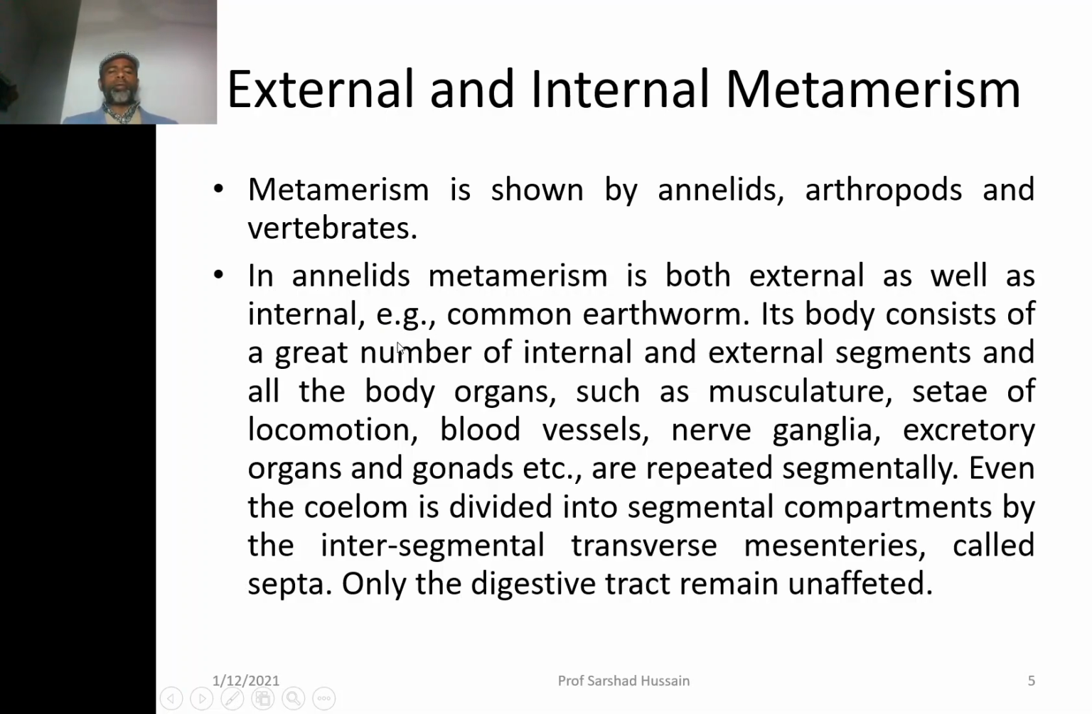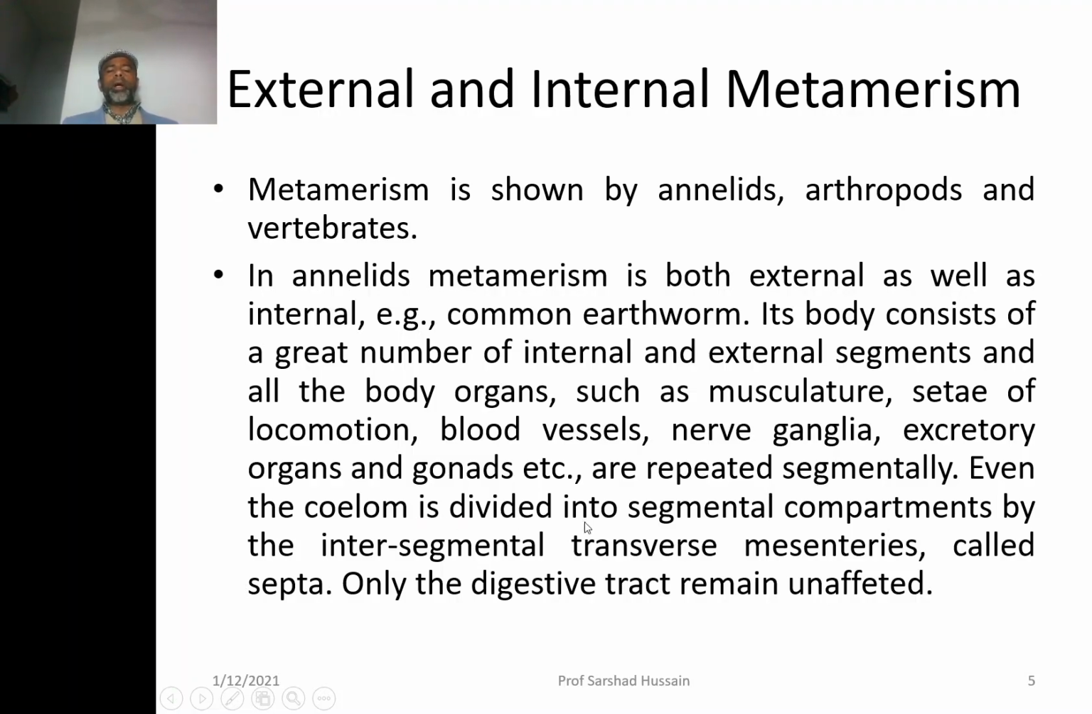Its body consists of a greater number of internal and external segments, and all the body organs such as musculature for locomotion, blood vessels, nerve ganglia, excretory organs which were called the nephridia, and the gonads are repeated segmentally. Why are they repeated segmentally? Because internally the body is also divided. So once the body is divided internally, some organs are repeated in each segment.